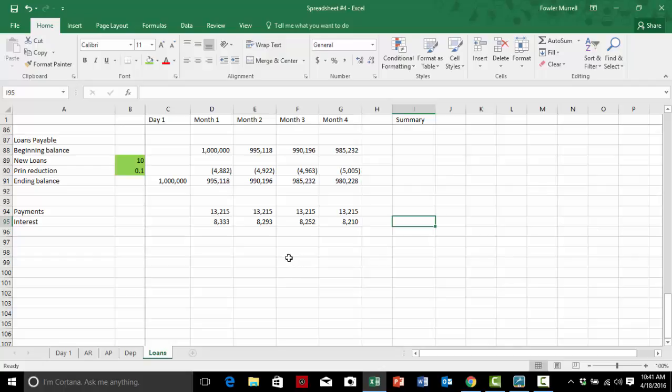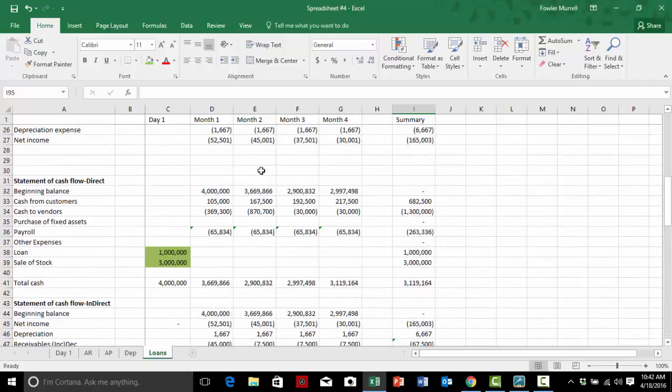What you're doing is booking an entry for payment, and an entry for payment would be a debit to loans payable, debit to interest expense, and a credit to cash. Paying $13,215 is broken up into two pieces: $8,333 for interest, $48.82 for principal reduction. Okay, so this is what we're going to do. And this ending balance will be inserted into our financial statements.